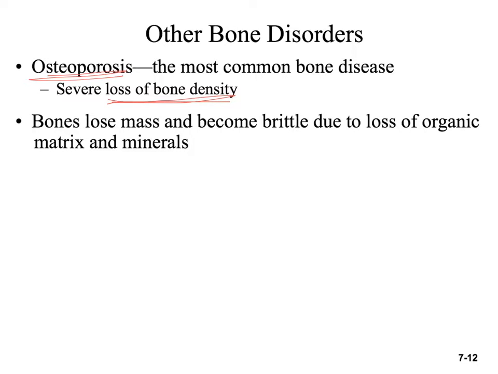It says here, bones lose mass and become brittle due to loss of the organic matrix and minerals. So if you remember, it's that calcium phosphate that makes up the bone matrix. And when you start having that worn away, that can lead to brittle bones or osteoporosis, which is why a lot of times as we get older, we take calcium supplements to help prevent the loss of that mineral.